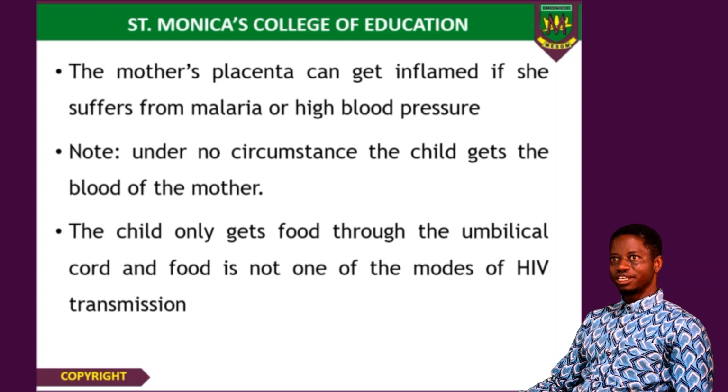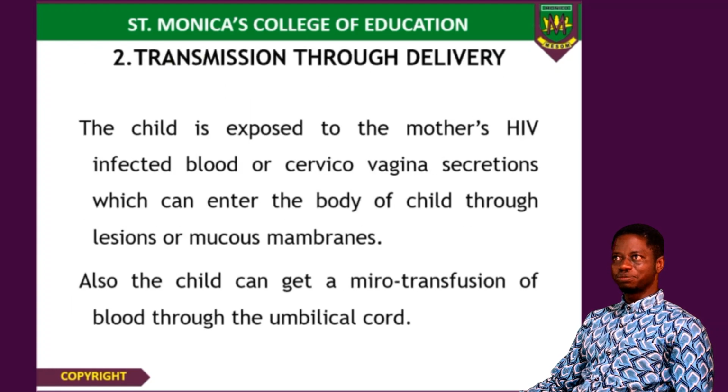I've already explained that. Under no circumstance, take note of this one, does the child get the blood of the mother. It is wrong. Anybody who tells you that the child normally gets the blood of the mother is wrong. The child only gets food through the umbilical cord, and food is not one of the modes of HIV transmission. There's no scientific proof that one can contract HIV through food. Anybody who tells you that, tell them that this is not true.